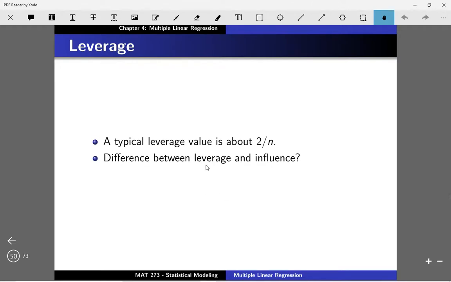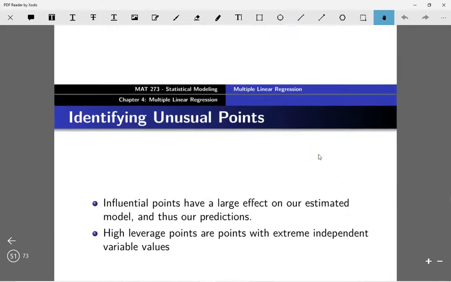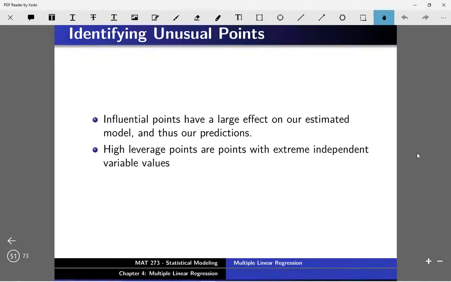So again, I wanted to emphasize the difference between leverage and influence. Influence is all about how much it affects our estimated regression coefficients. But leverage is just about whether we have extreme independent variable or explanatory variable values or not. So lots of times they do coincide, but there are exceptions to the rule. There are high leverage points that are not influential, but nearly all influential points are high leverage.